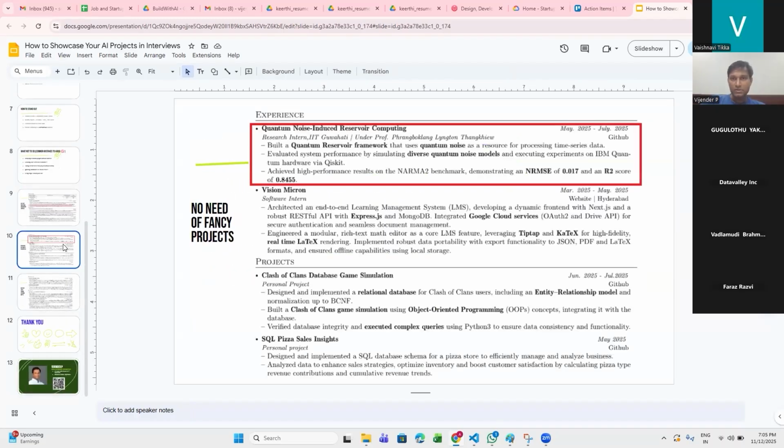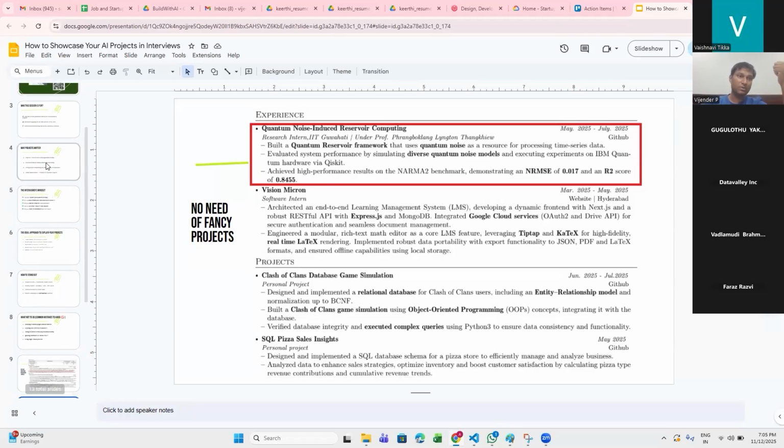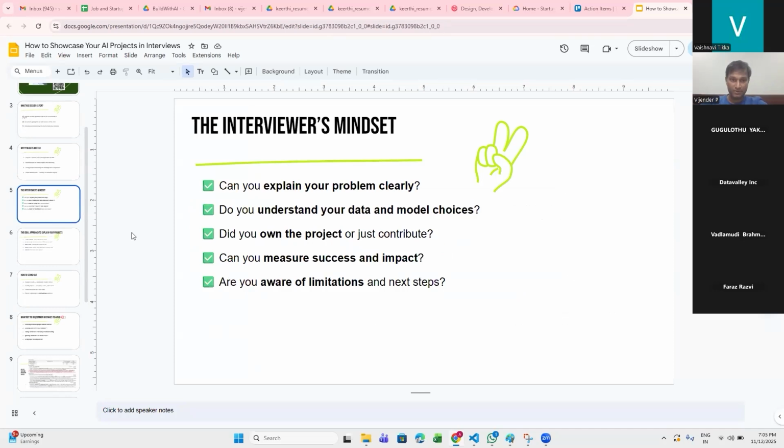So it talks about, again, it's not very clear exactly. Again, it just says demonstrating NRMSE and R square, right? But what is the kind of outcome that I'm getting out of it? So it should be clear, right? What is coming out of it? What have you achieved out of it, right? And how are you measuring that, right?